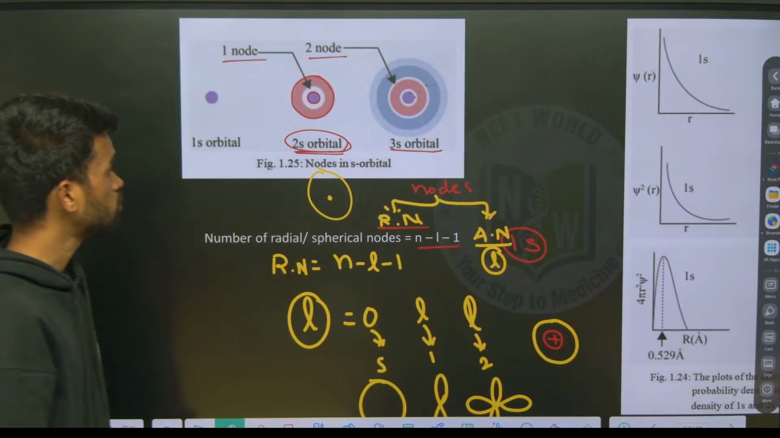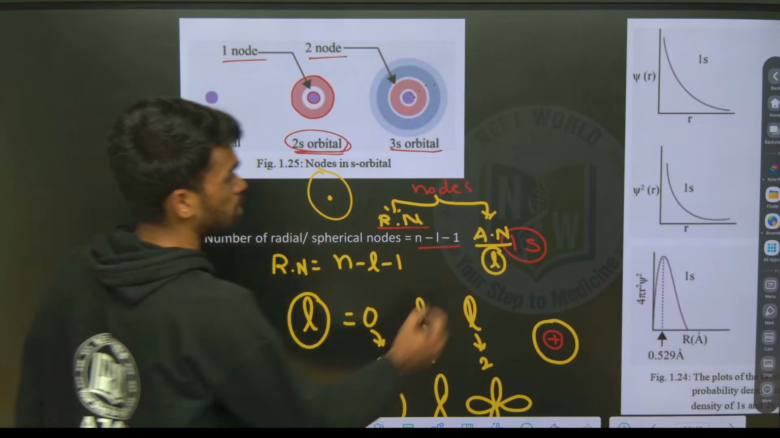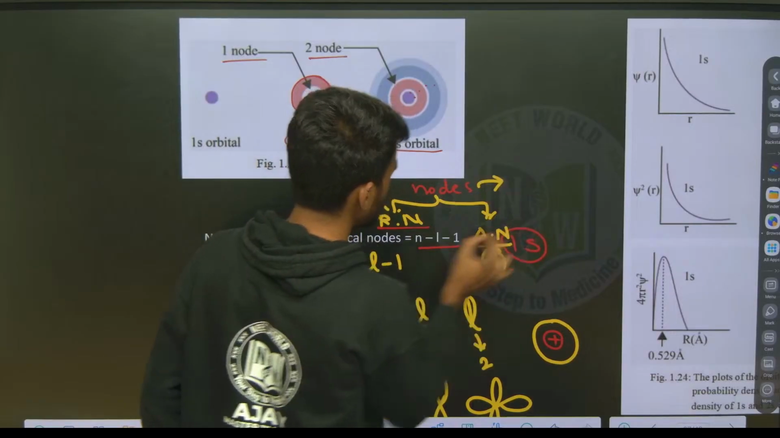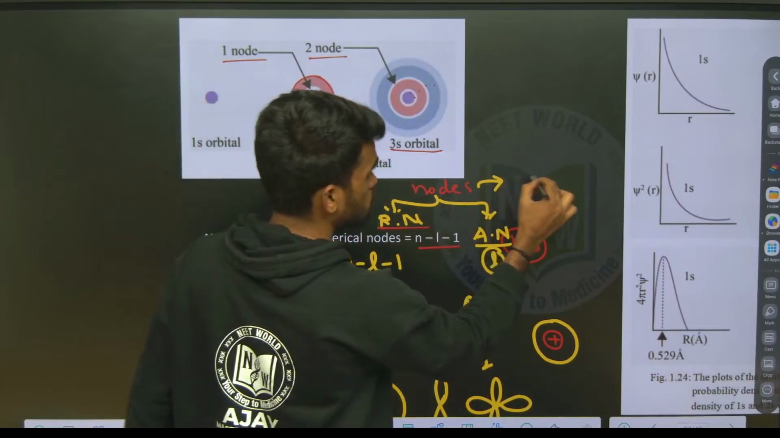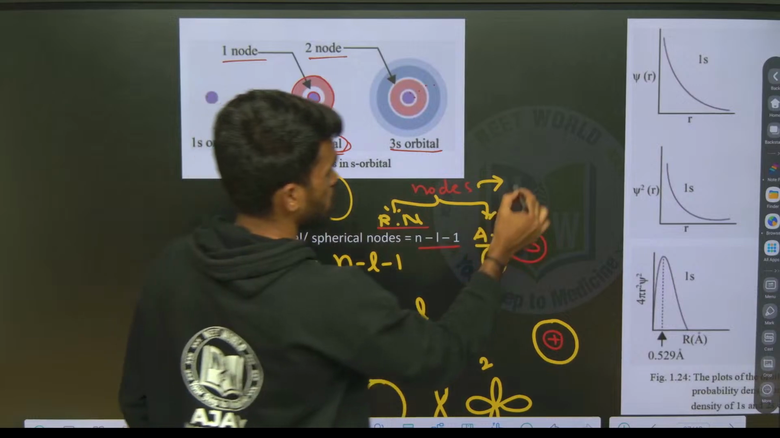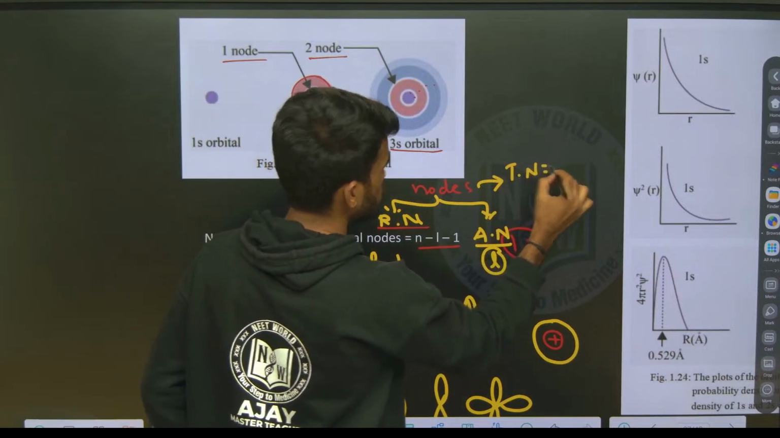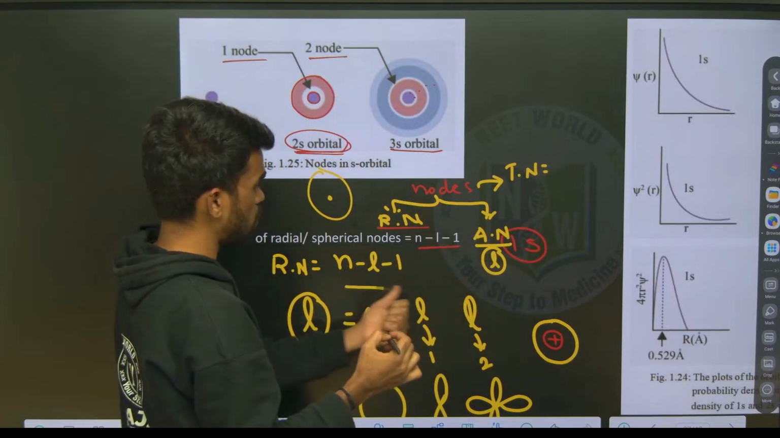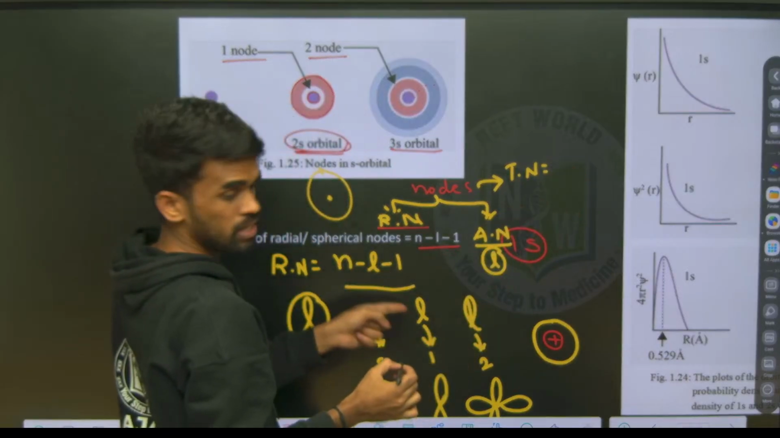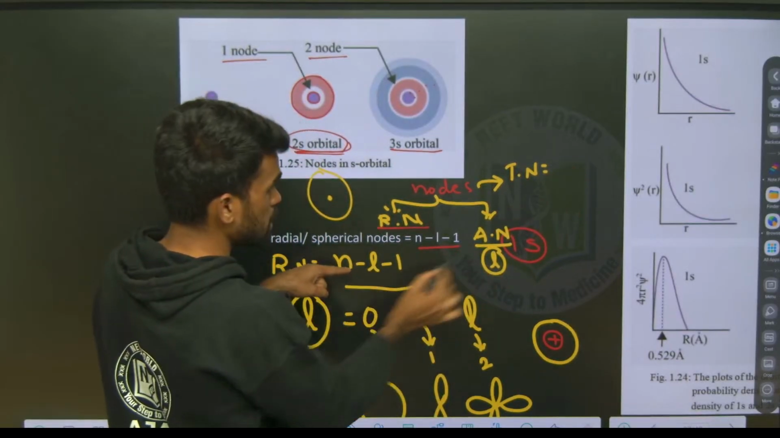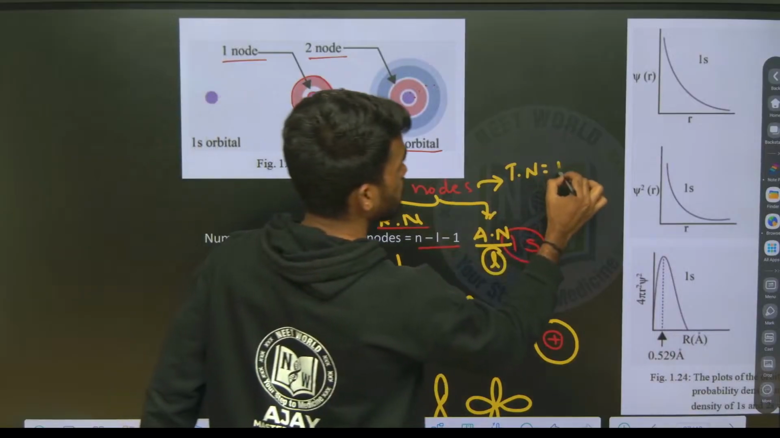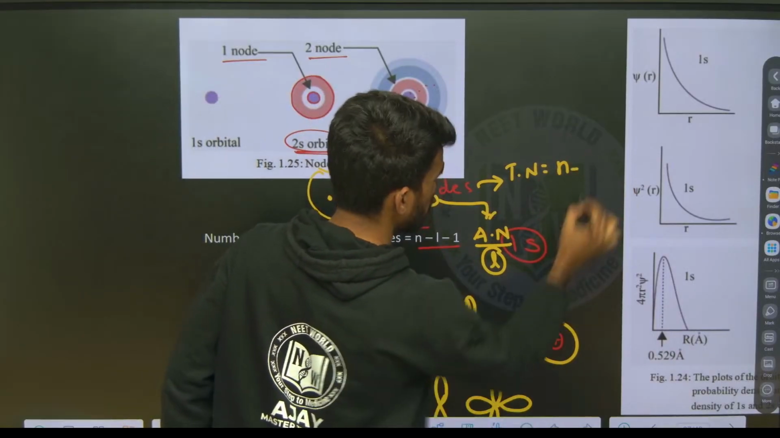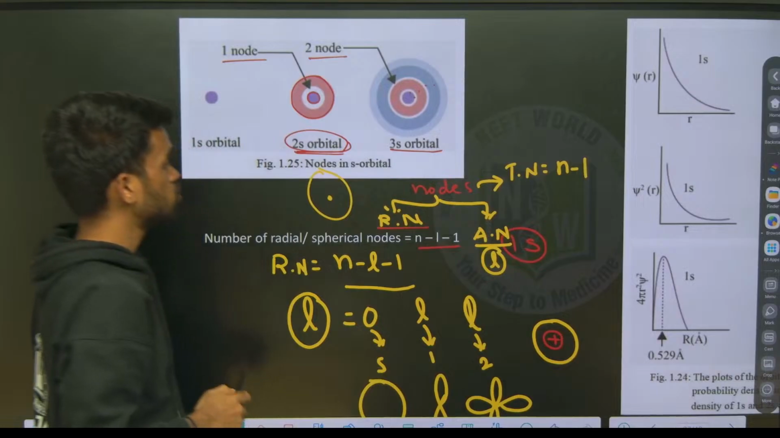Now if I ask total number of nodes, add these two, radial nodes plus angular nodes. Total nodes equals radial nodes plus angular nodes. Radial nodes are n minus l minus 1, plus l. So minus l plus l is removed. So you will get total nodes is n minus 1. That's it.